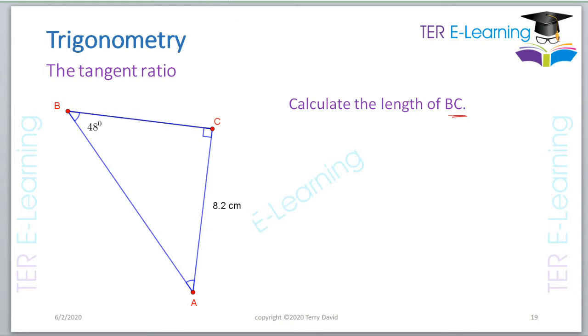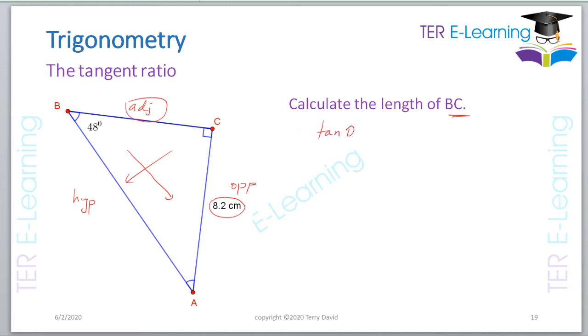Let's see. So first things first, we need to label the triangle, right? We need to label this. So I have the 48 degrees here. So this side here is my opposite. The side opposite my right angle is always my hypotenuse. Right? So therefore what I'm left with here is my adjacent. Now we have opposite, right? You want to work out BC, but BC is my adjacent. So if we have opposite and adjacent, we know we have to use tan.